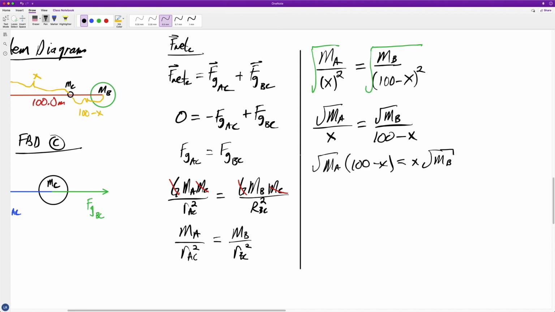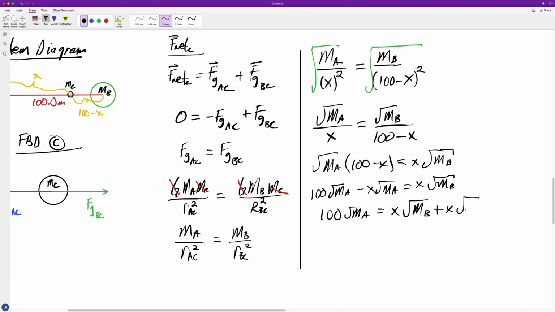When I use the distributive property, I'm going to take the square root of MA and distribute it across the two terms inside the bracket. So I get 100 square root MA minus X square root MA is equal to X square root MB. So now I have three terms in total. The terms of concern are these two terms here. I need to collect like terms, which means I bring this X term over to the other side, because of this negative here. This gives us 100 square root MA is equal to X square root MB plus X square root MA.